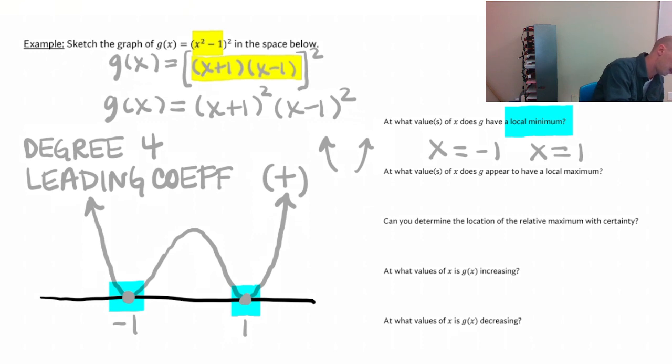Okay, well, I'm seeing a local maximum right here. Okay, so I mean, it looks like it should be halfway between -1 and 1. And in reality, it is. It is at x equals 0. But we don't really have the tools to determine that for certain.